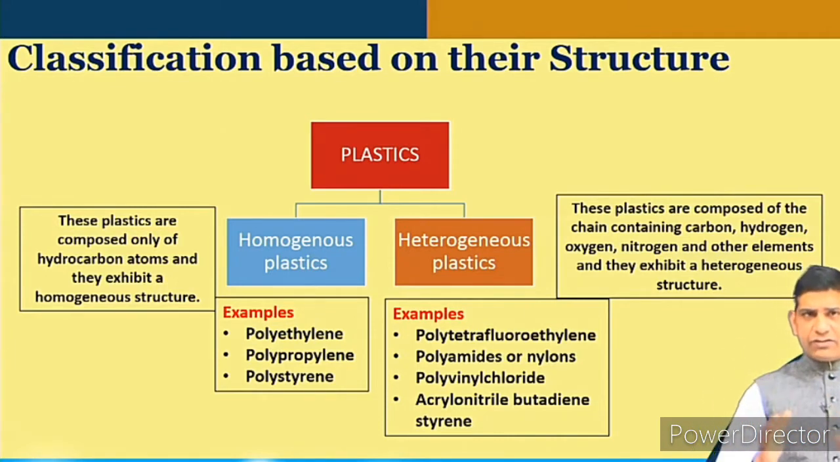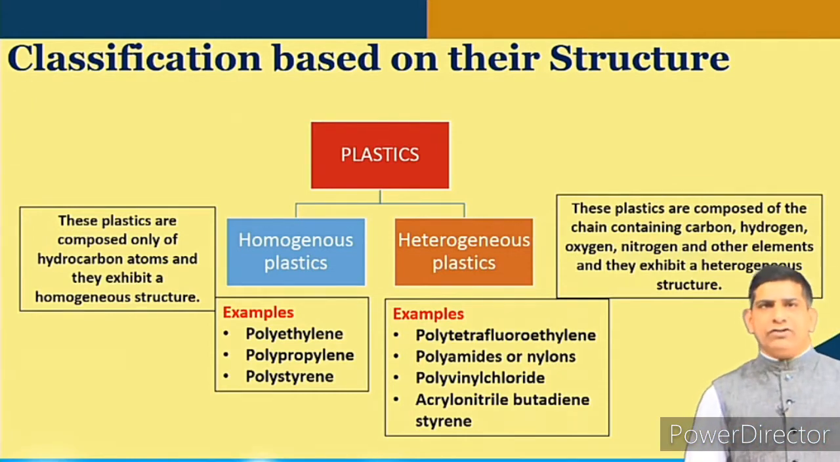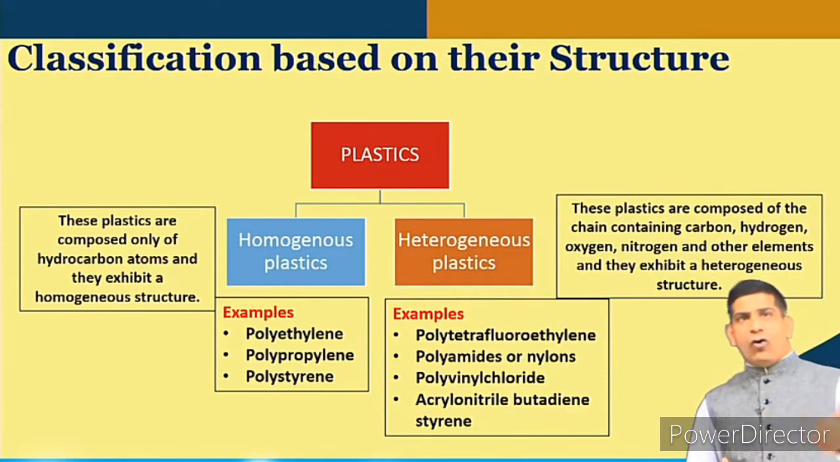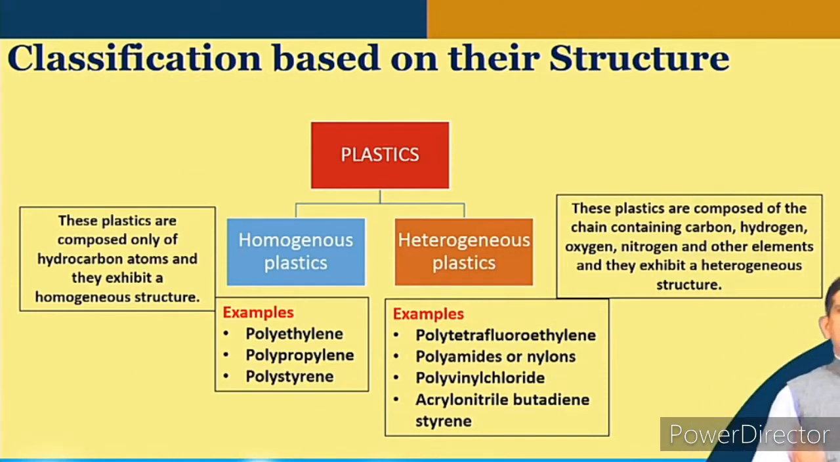If you remember the last slide from the previous module and the first slide in this module, which was the same, we are looking at the different types of classification. If we looked at classification based on behavior against temperature, now in this slide we are looking at classification based on their structure. So, based on the structure of the plastic, whether it is homogeneous or heterogeneous. Homogeneous plastics are composed only of hydrocarbon atoms and they exhibit a homogeneous structure. What are those? Polyethylene, polypropylene, polystyrene, they are homogeneous.